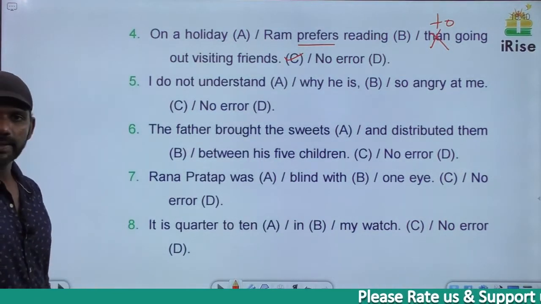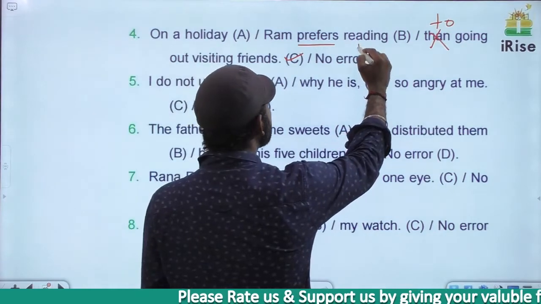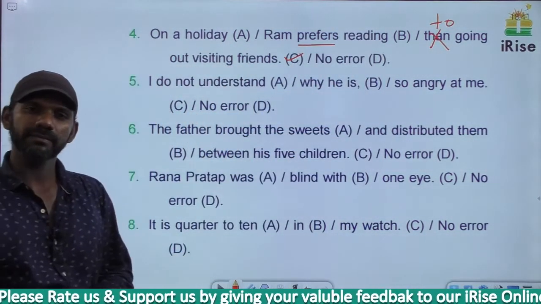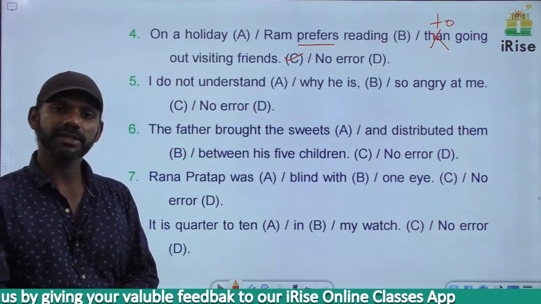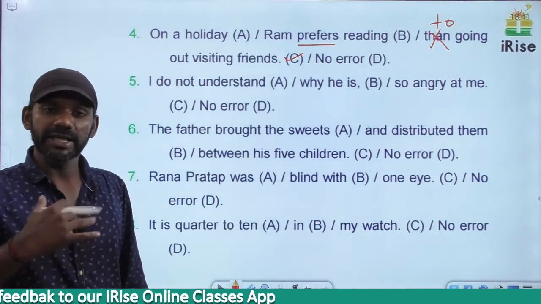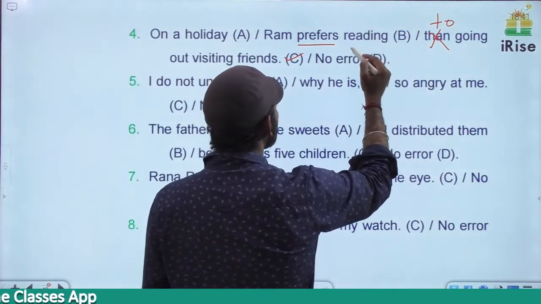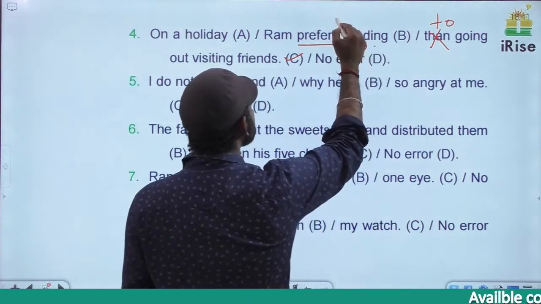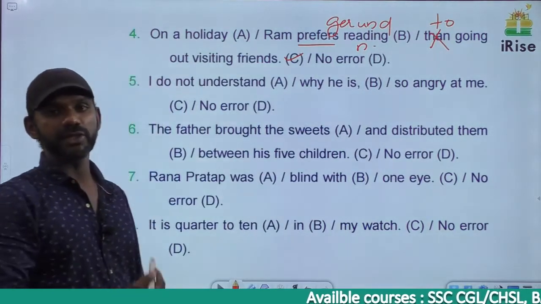Now we got the answer. In this sentence, what is the part of speech of reading? Noun or verb? To find out the noun, ask the question what. What Ram prefers? The answer is reading. So we are getting the answer to the question what as reading, so reading becomes a noun here. Reading is an ing word, and any ing word acting as a noun is called a gerund. So reading becomes a gerund.